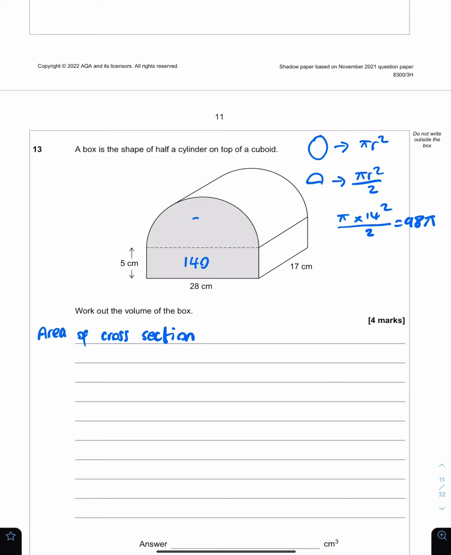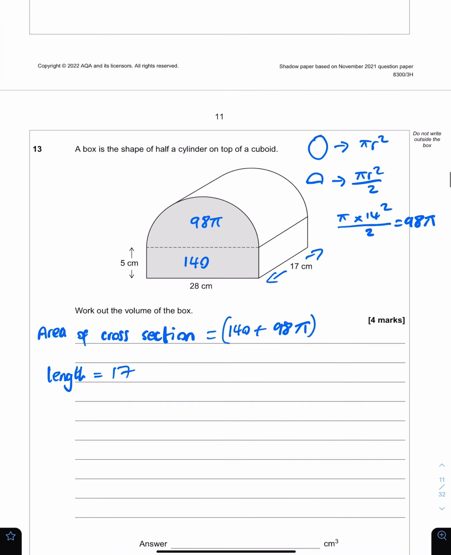So that bit is going to be 98 pi. So the area of the cross-section is going to be those two things added together. So 140 plus 98 pi. I'm leaving it in terms of pi just because I don't have to deal with all the decimals until after. So that's the area of the cross-section. And then the length, or the depth at which it goes back, is this 17.